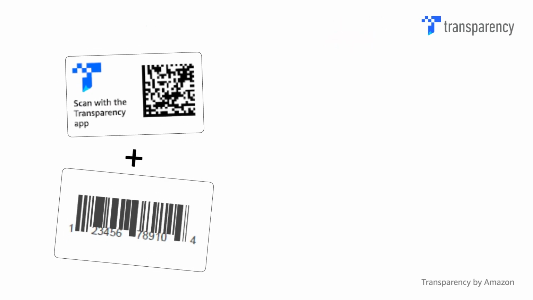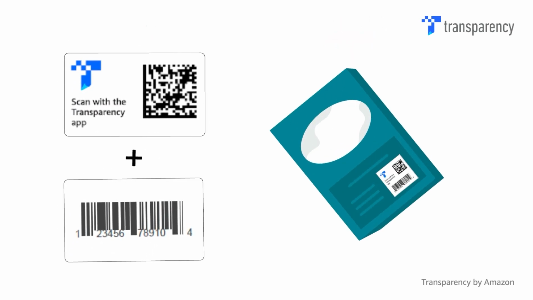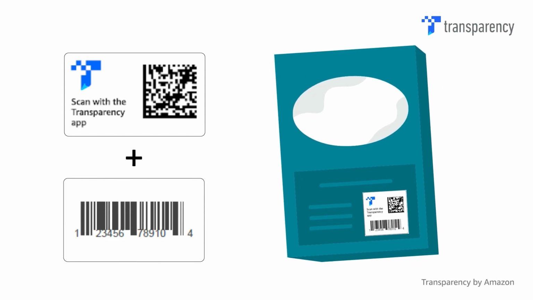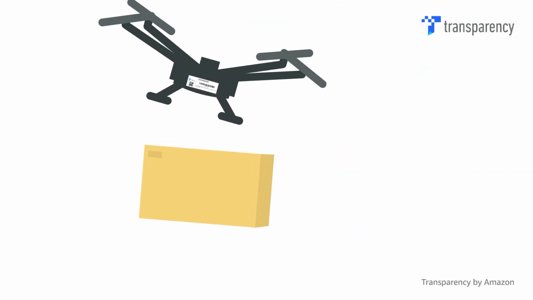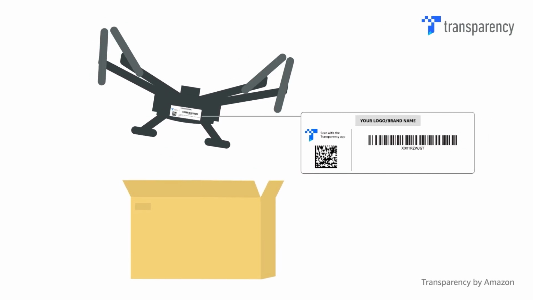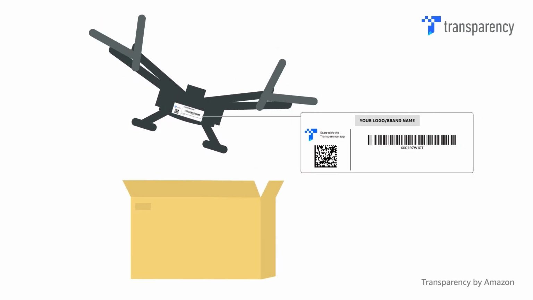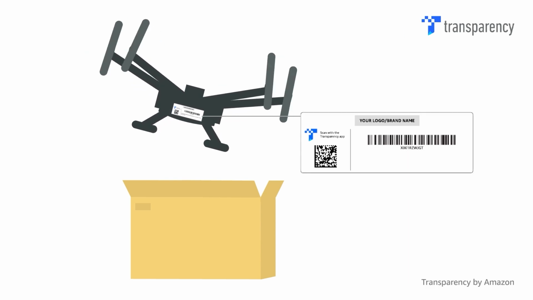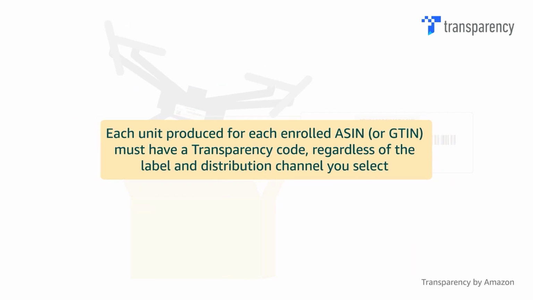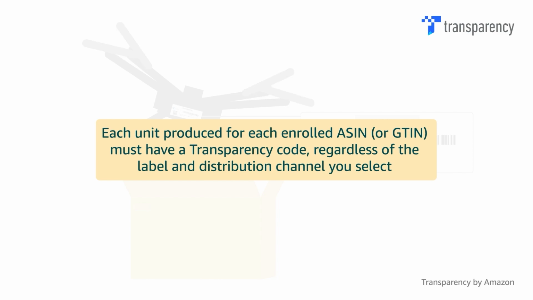Combining the GTIN with the transparency code works best if you use a GTIN as a sticker on your inventory. Brands that are currently putting a separate FNSKU label on the item and do not have branded packaging are a good fit for label 4. Please note that each unit produced for each enrolled ASIN or GTIN must have a transparency code regardless of the label and distribution channel you select.